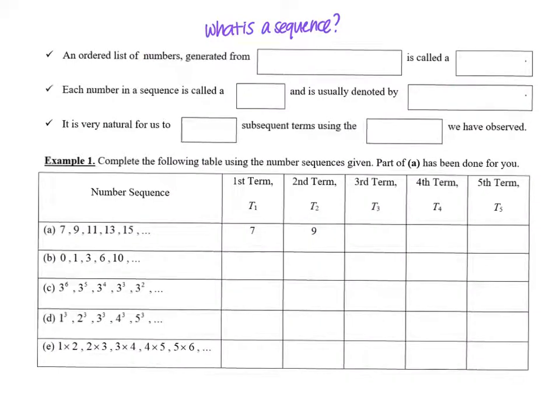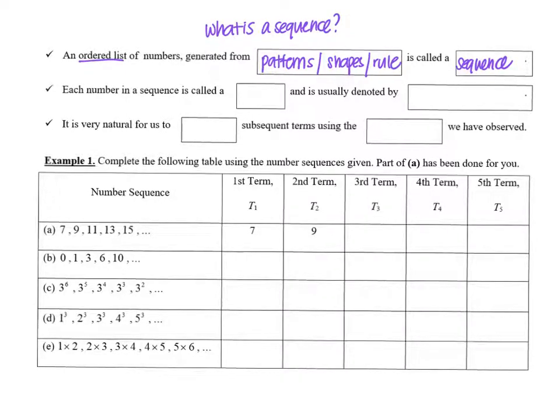Now, what is a sequence? A sequence is actually an ordered list of numbers, meaning there's a particular order, a particular pattern, a particular rule that you need to follow, generated from some patterns or particular shapes, and how you observe for a rule to be formed. This ordered list generated from these shapes, patterns, and rules will be called a sequence.